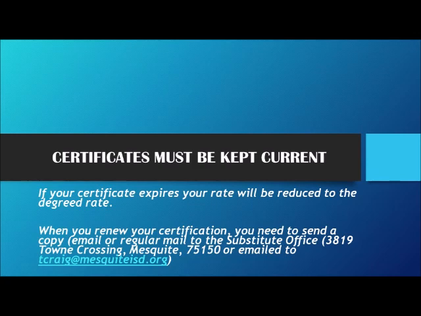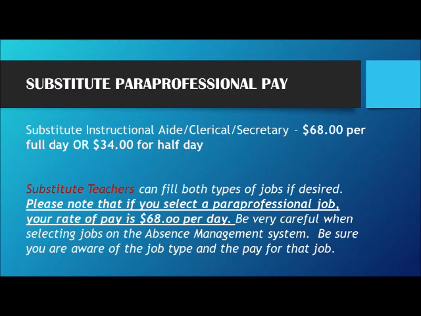Certificates must be kept current. If your certificate expires, your rate will be reduced to the degreed rate. When you renew your certification, you need to send a copy by email or regular mail to the substitute office, which is located at 3819 Town Crossing, Mesquite, 75150, or emailed to tcraig@mesquiteisd.org.